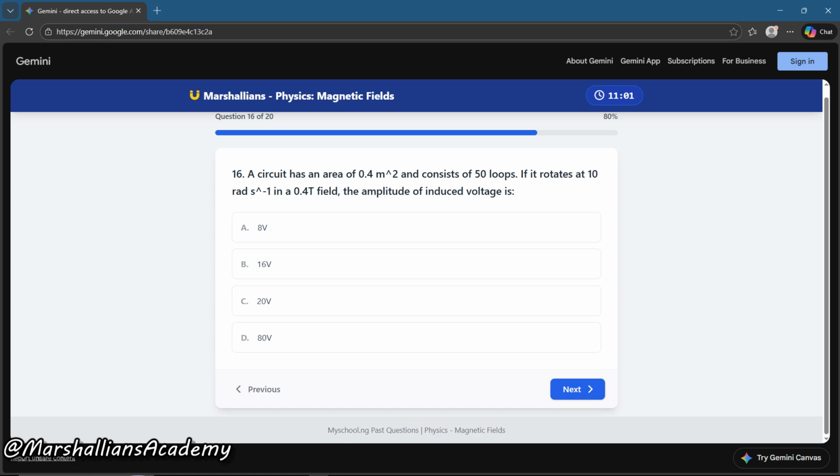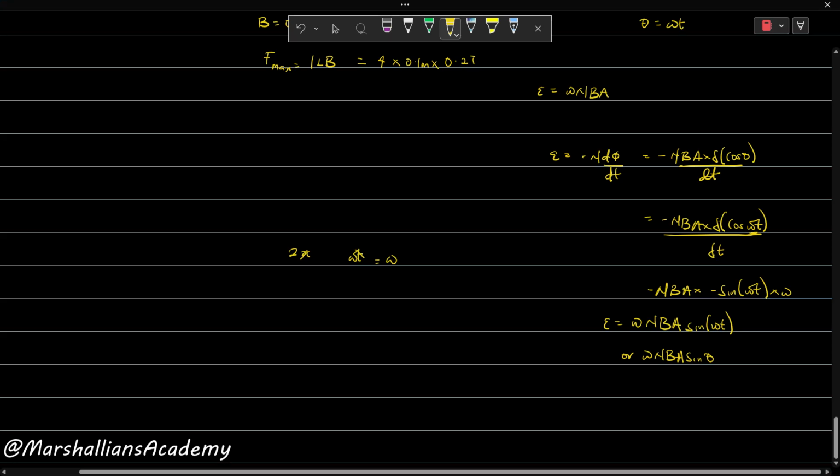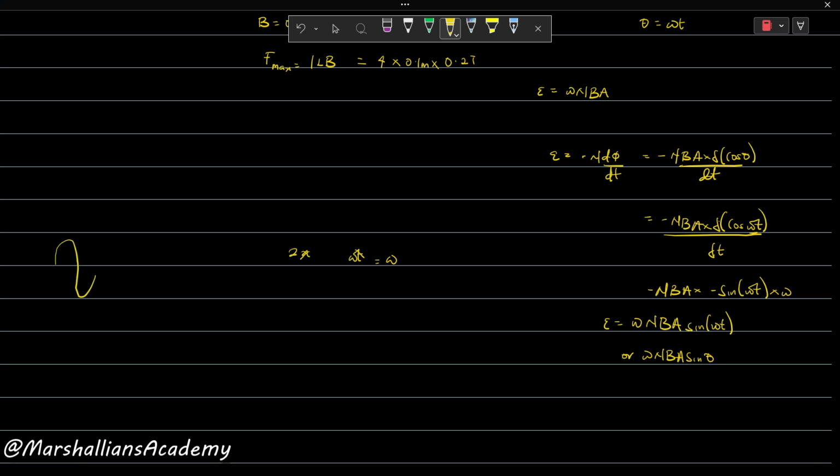Now, the question here says, what is the amplitude of induced voltage? If you remember your classes on waves, amplitude is the distance between the maximum point and the equilibrium point. So if this is a wave of voltage, imagine this is the graph of voltage. It means we need the maximum voltage, the difference between the maximum voltage and the equilibrium point. So we have to find the maximum voltage.